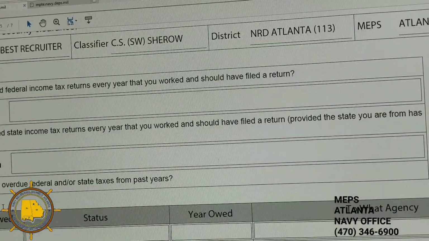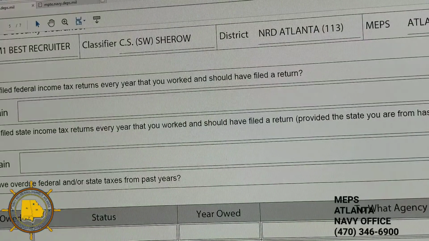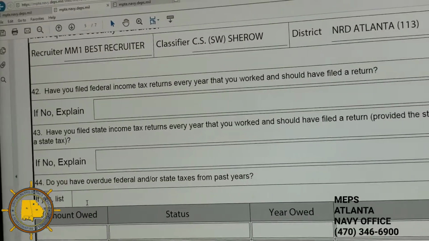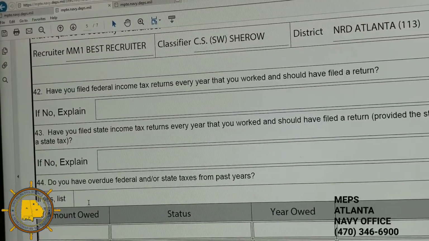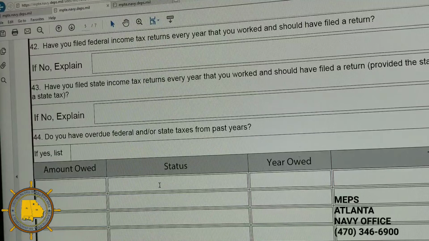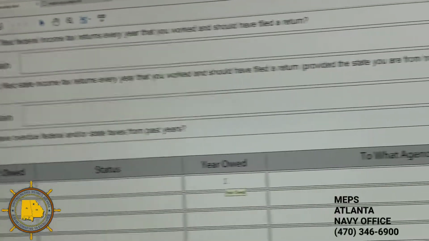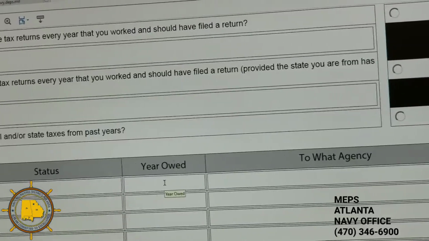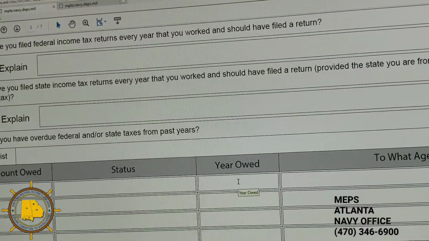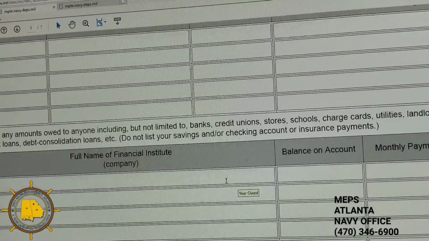Question 44, if they've ever filed their own taxes and they ever owed back taxes to the federal government or the state and they darken in yes, then they're going to provide the amount owed in the amount owed block, the status of the account, the year that it was owed, and to what agency they owed that money. Again, if they darken in no, they can leave this block blank, continue on to the next block, and sign the page.